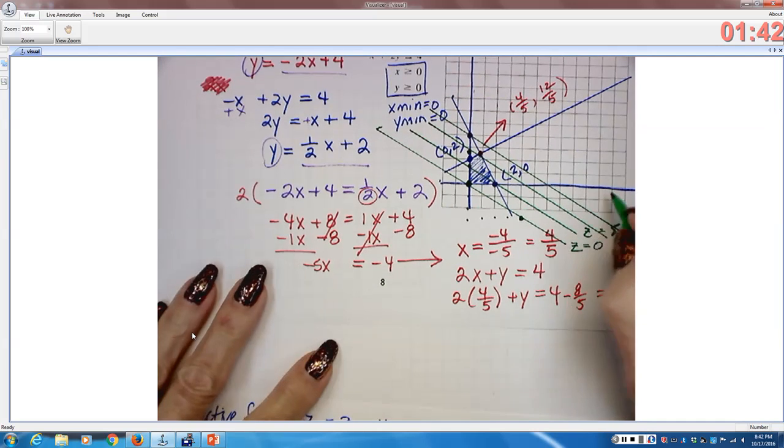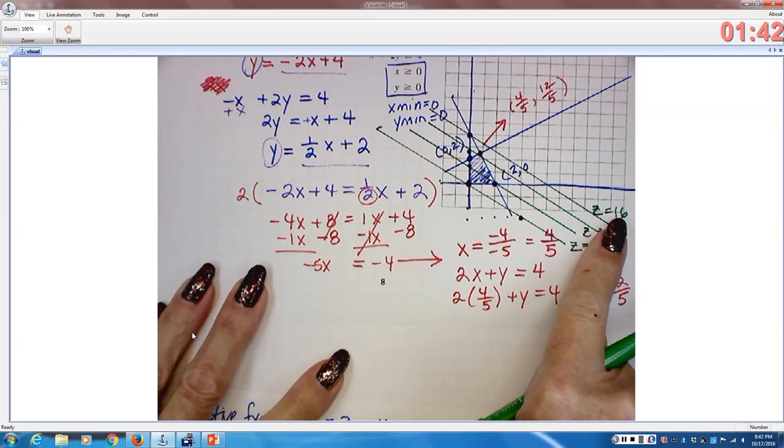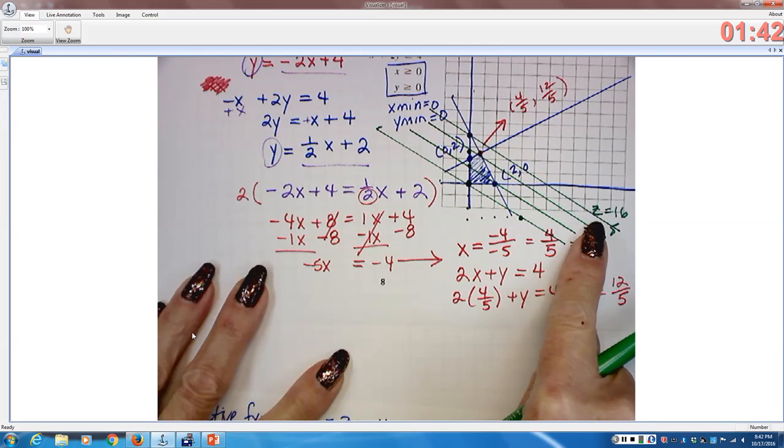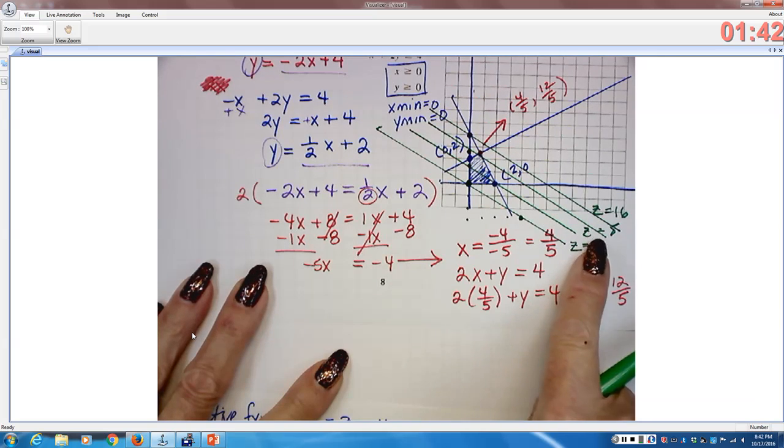Now, this one is completely outside the feasible region. I know that I have to be less than 16. Okay? It looks like I can be a little bit more than 5. I'm sorry, not 5. 0, 5. This one was 10.